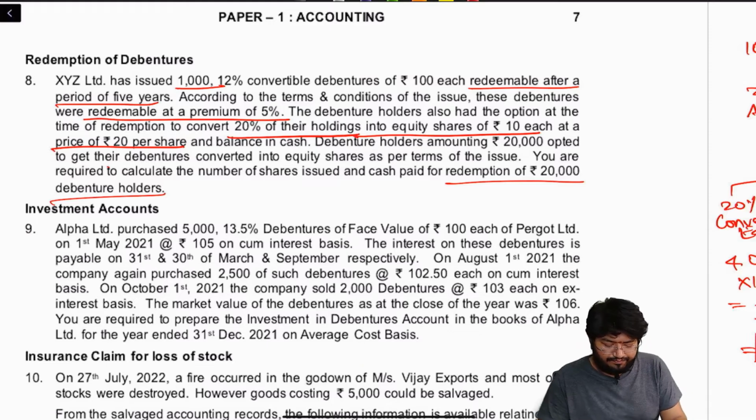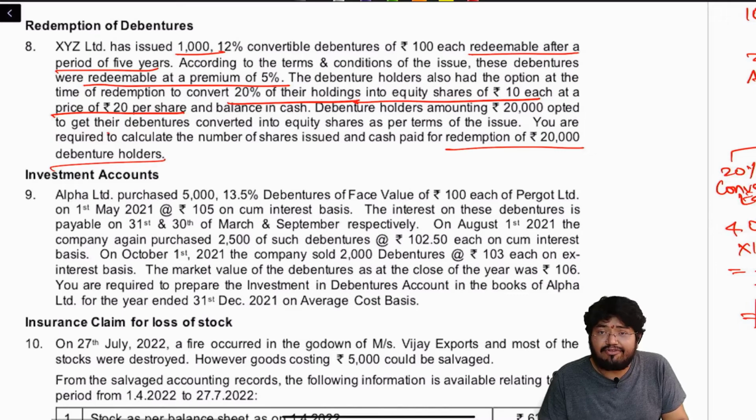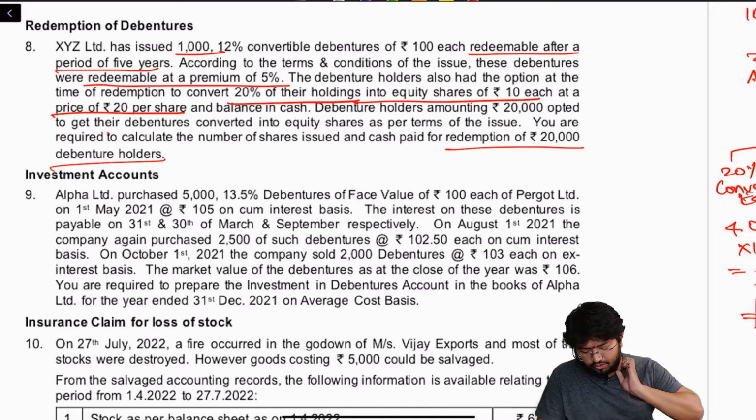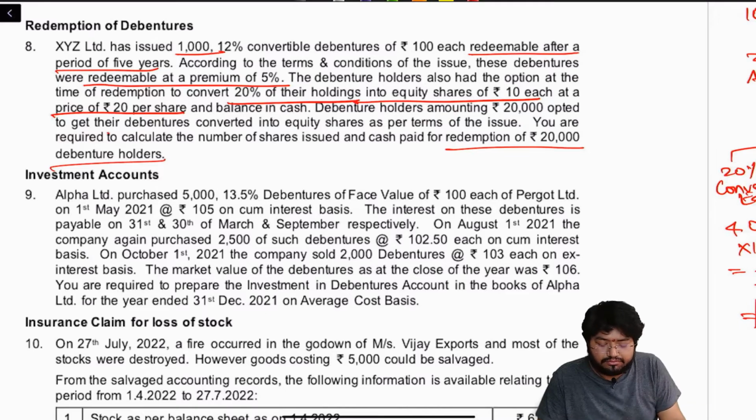Next. Investment account. We have discussed this yesterday. We will quickly run through. Alpha Limited purchased 5,000 13.5% debentures of face value 100 each of Pergot Limited on 1st May 21 at 105 on cum interest basis. Very, very important.